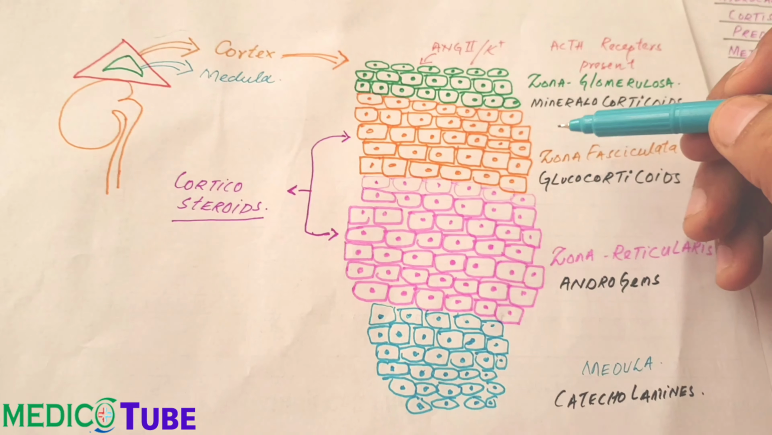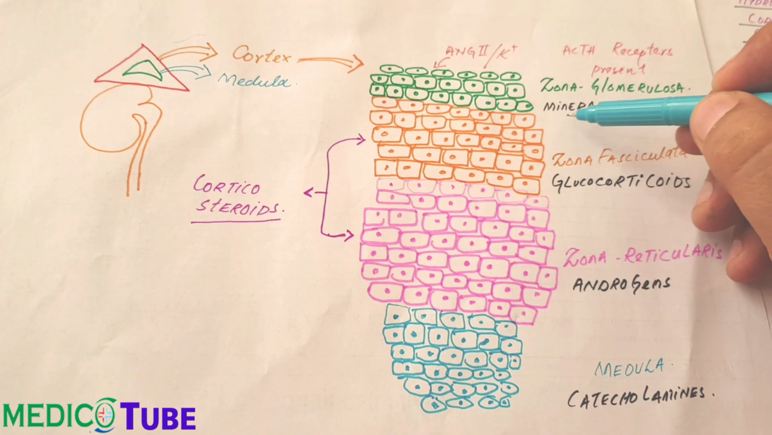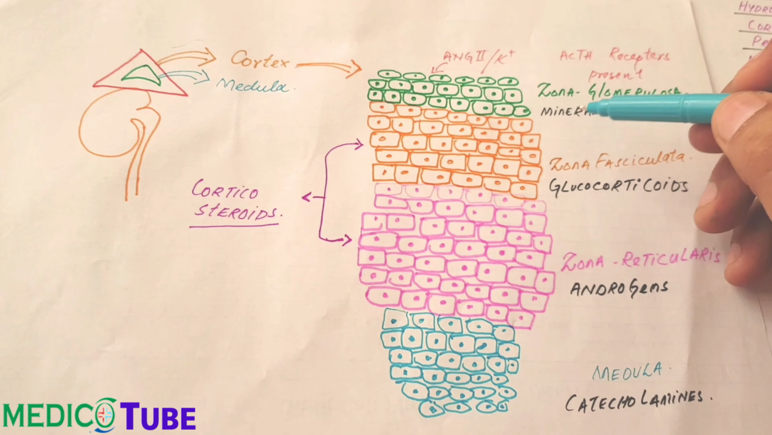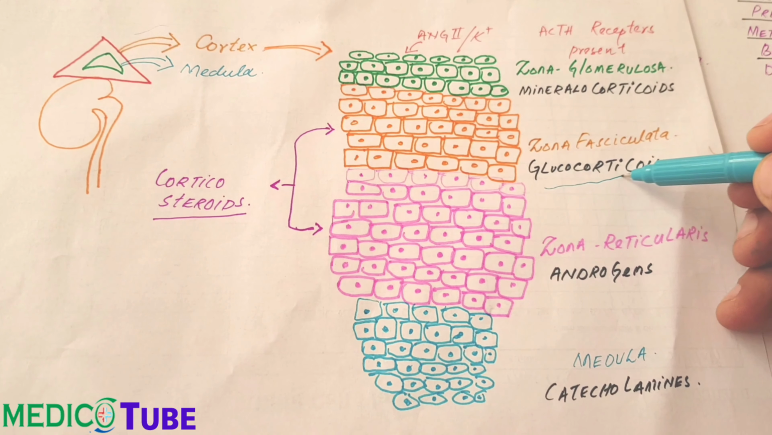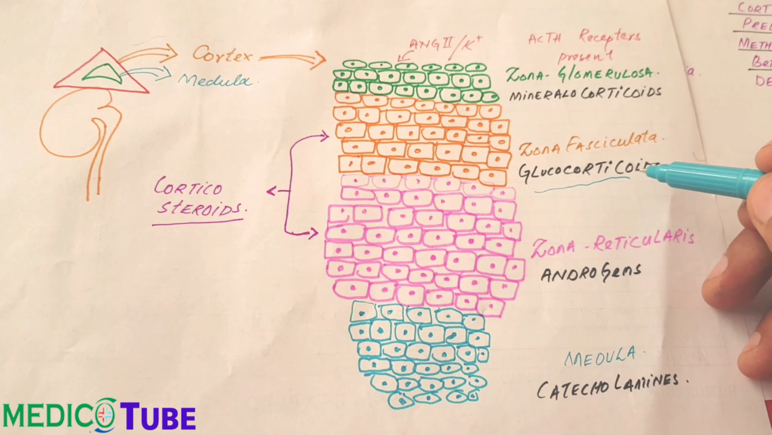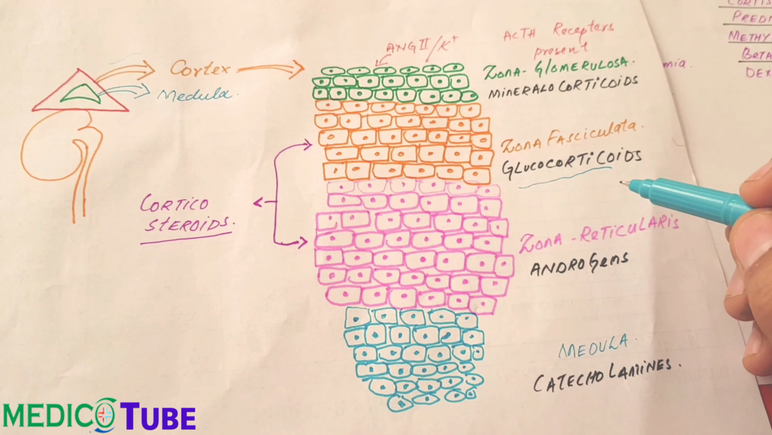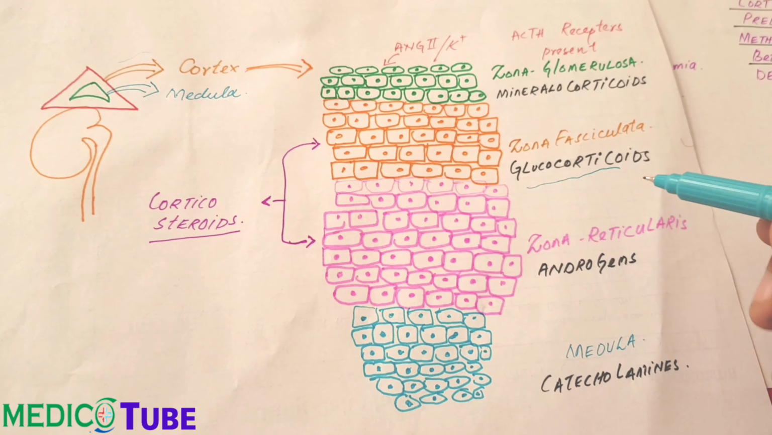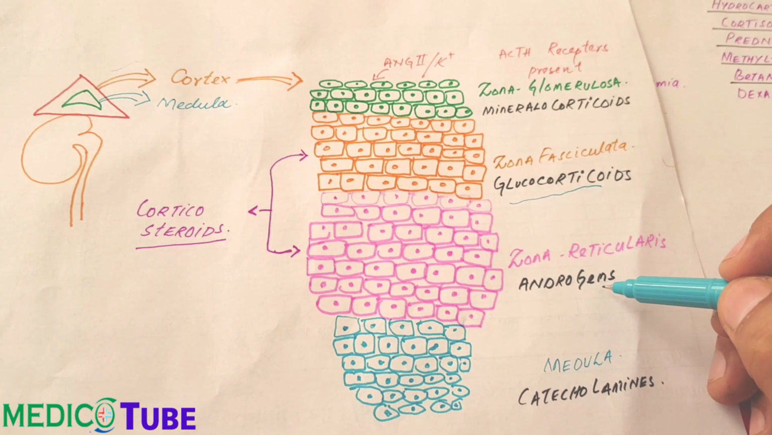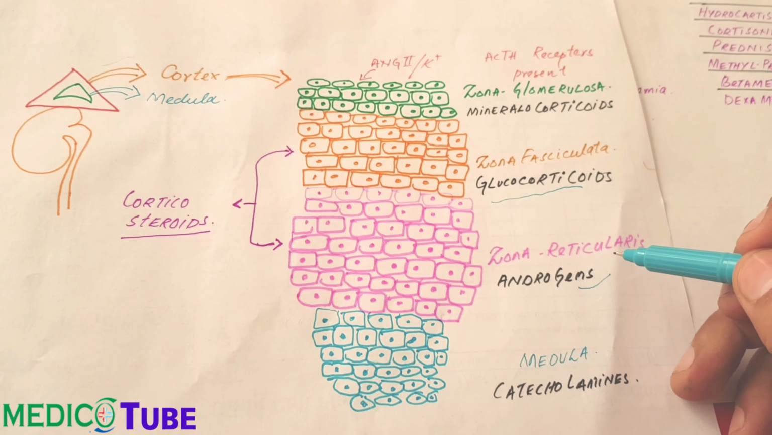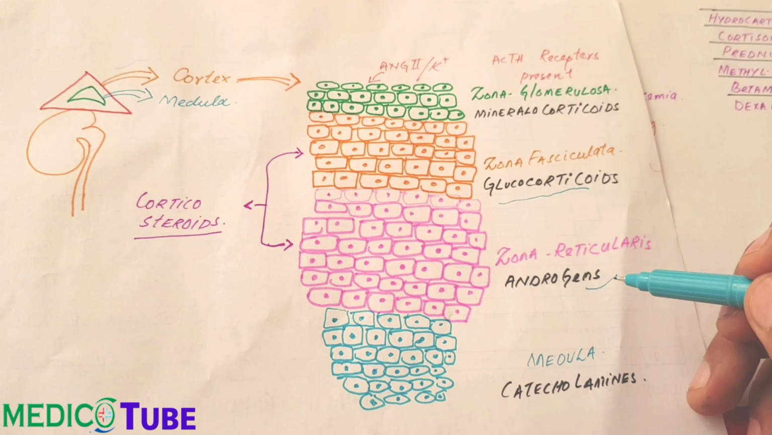The first one is called zona glomerulosa. This is responsible for the mineralocorticoids, which are responsible for electrolyte balance. The second one is called zona fasciculata. It produces glucocorticoids, which work with carbohydrates and sugars. And the third one is called zona reticularis. This is responsible for producing androgens, which are the sex hormones.